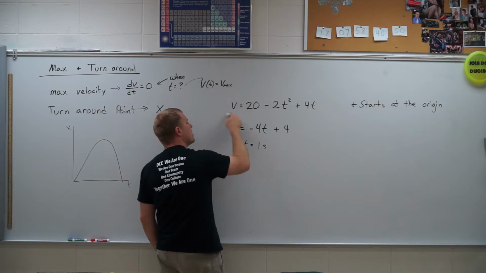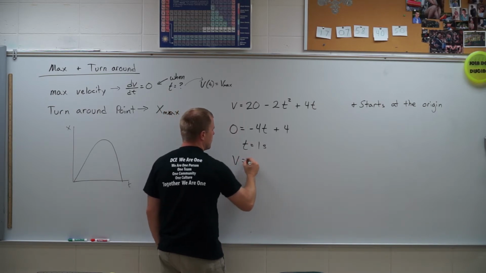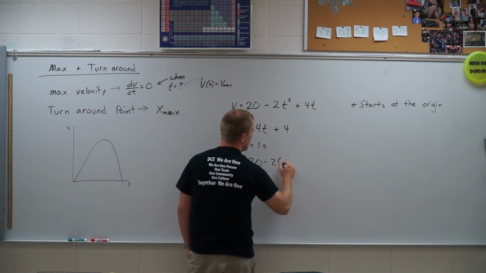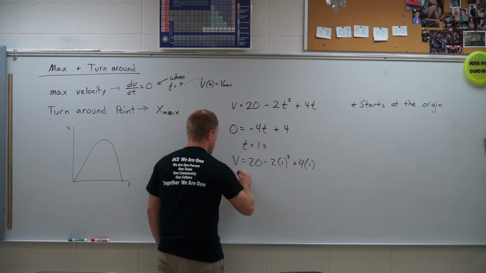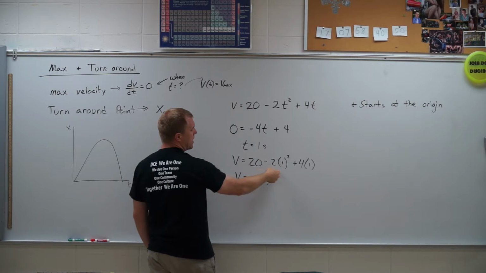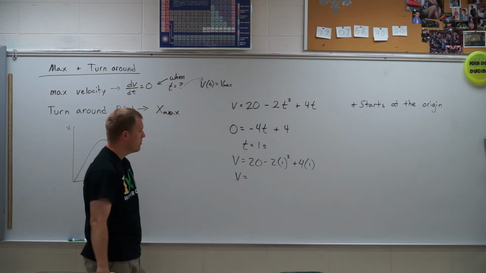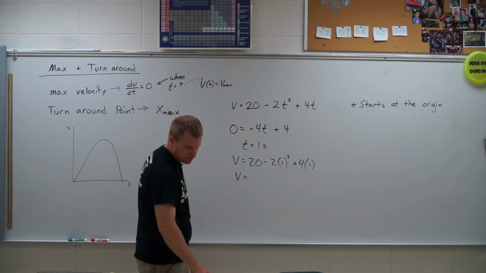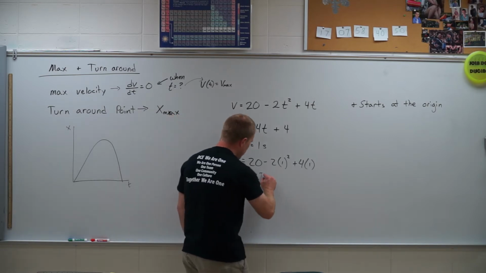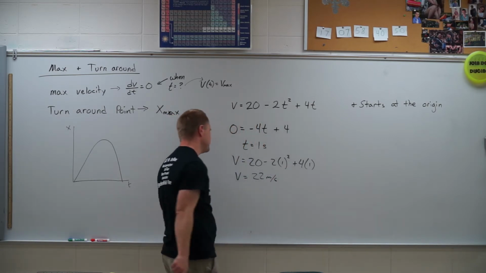I need to then plug that back into my velocity function. So my velocity function, 20 minus 2 times 1 squared plus 4 times 1. The velocity comes out to be 20 minus 2 plus 4. So it comes out to be 22, I believe. Yes, 22 meters per second.